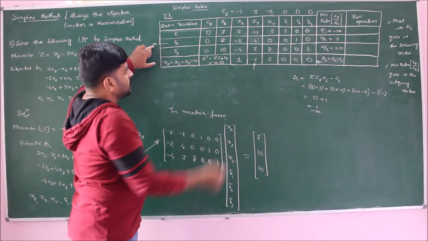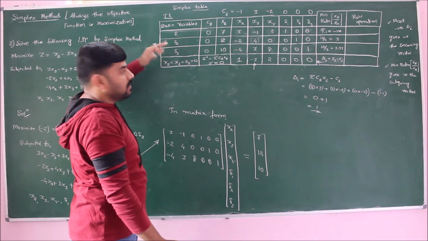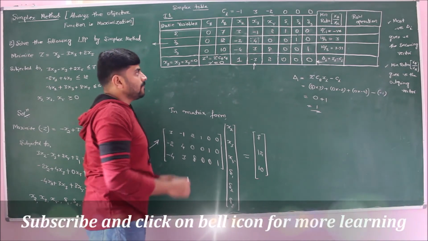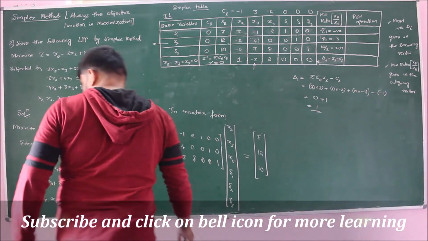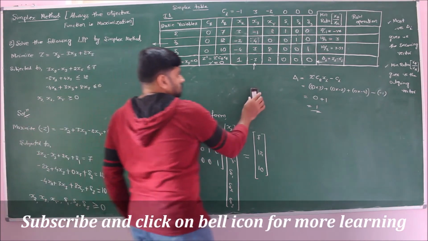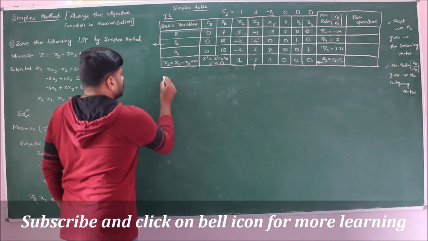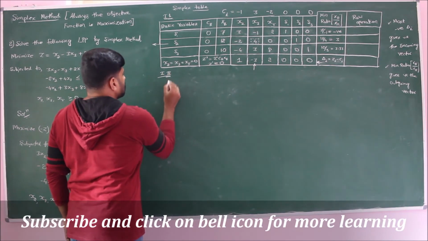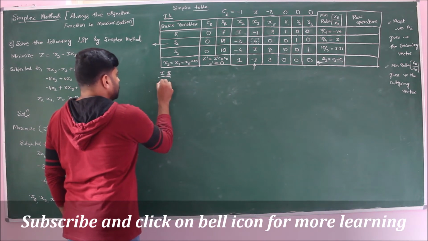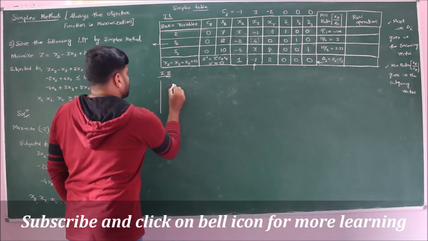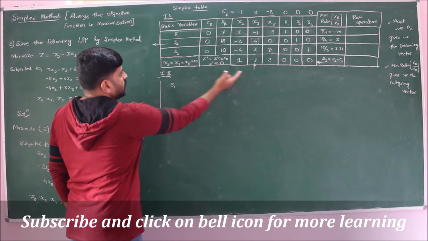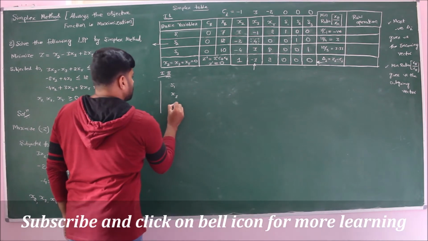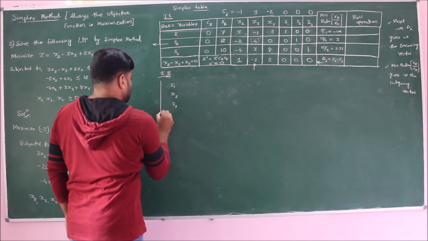Thereby we have concluded that x3 will enter the basic variables and s2 will move out of the basic variables. Next, moving to iteration number 2. For iteration 2, coming to the basic variables, s1 is unaltered, s2 is moving out and x3 is replacing it. So we will have x3 coming in and s3 is unaltered.